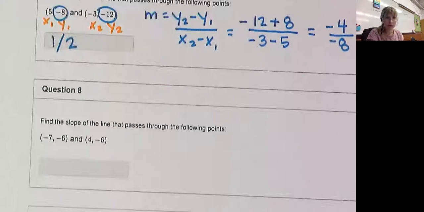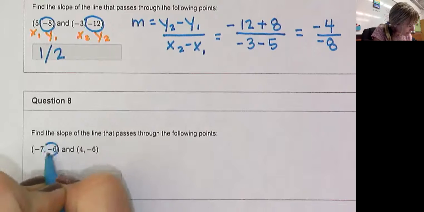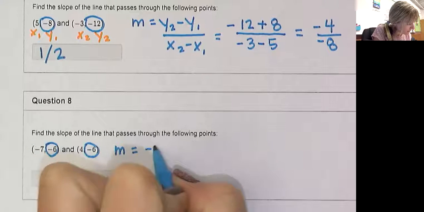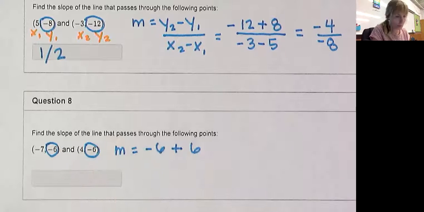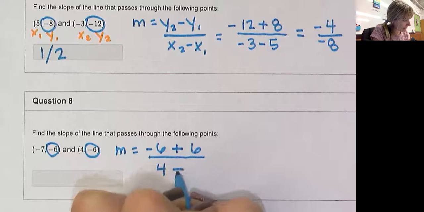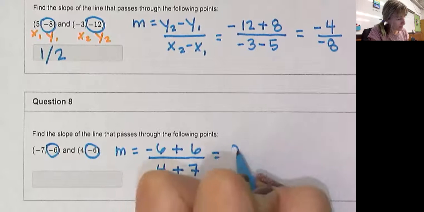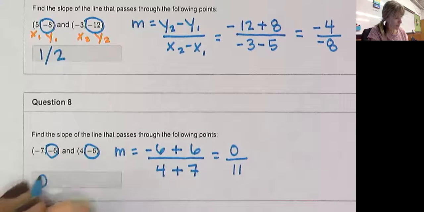All right, last one, question number 8. We're going to use the slope formula again. I'm going to circle the y's, and I'm going to tell myself, okay, so I'm doing -6 minus -6. Ooh, tricky. Over 4 minus -7. That's 0 over 11. When it's 0 over something, the something doesn't even matter. The slope is just 0.